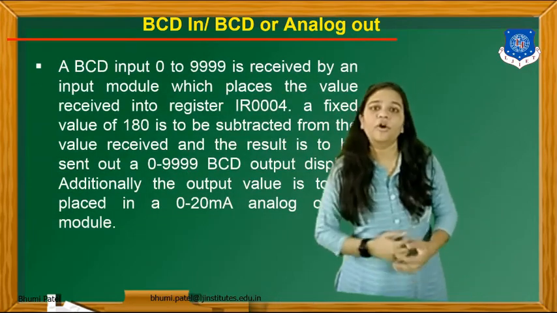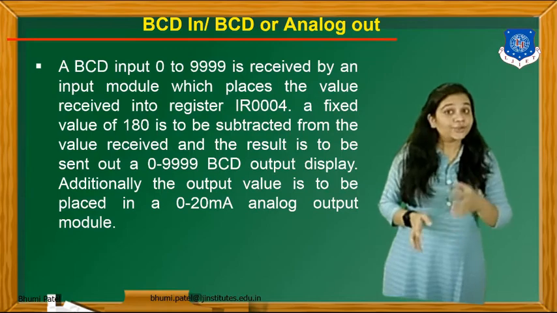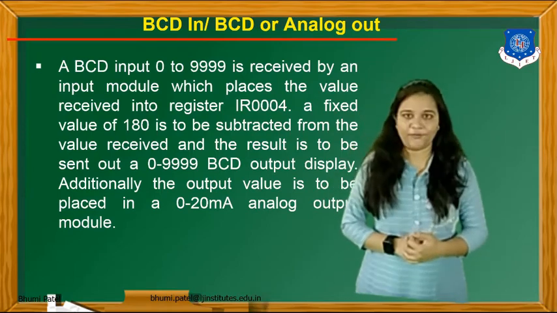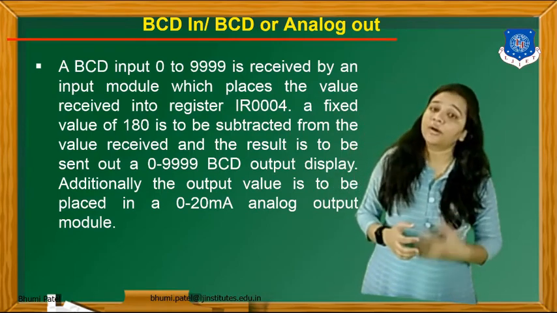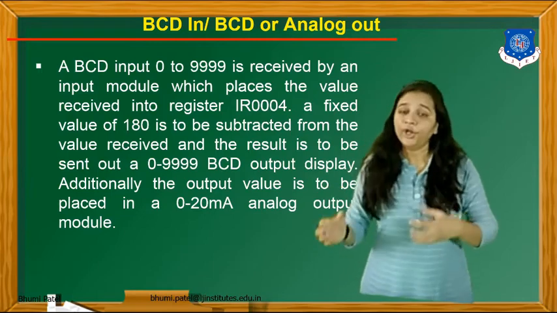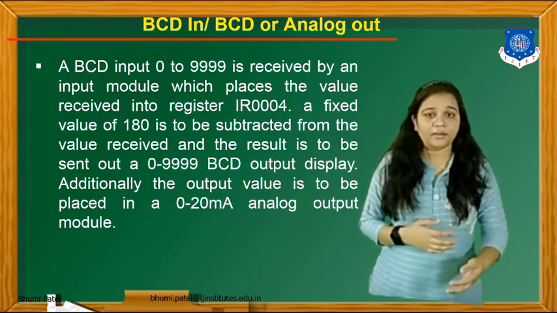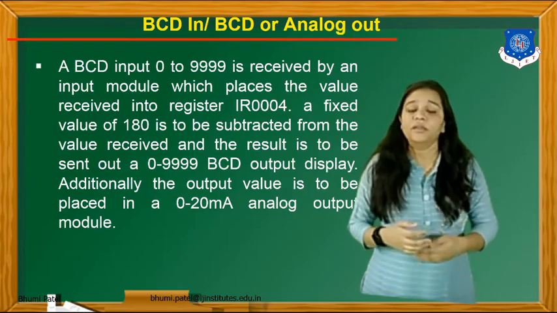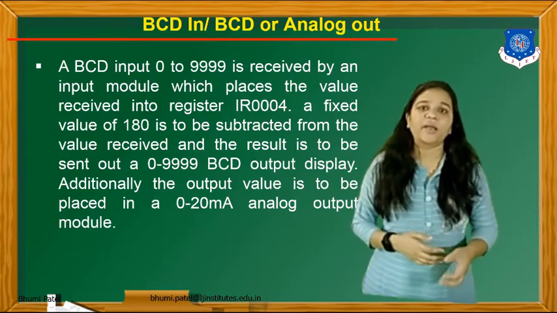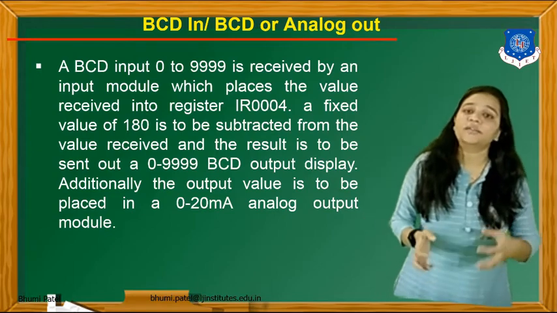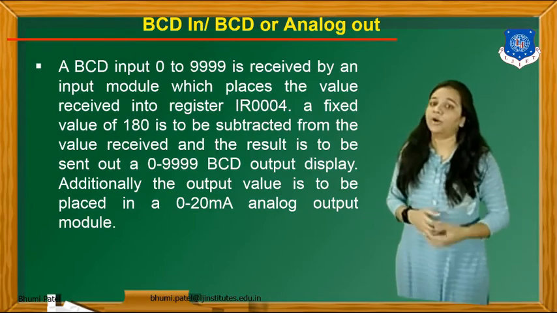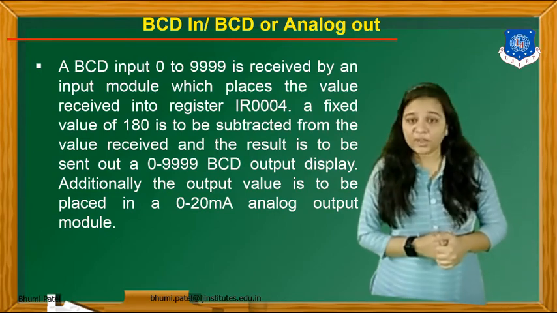BCD to analog output. So the input is given in the BCD format, and then we have to convert this BCD number to binary. Then we have to apply the PLC software programming, and then convert this BCD into the analog output. So what is the problem given?